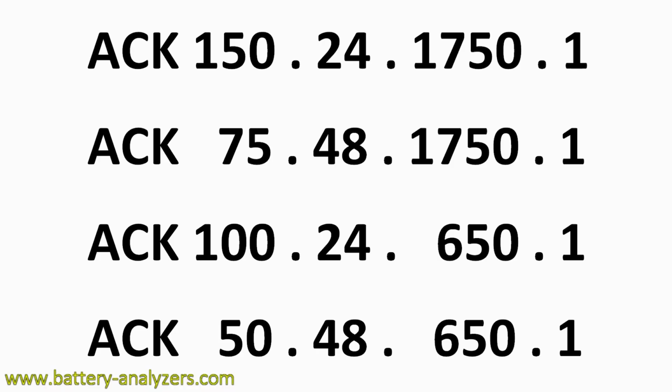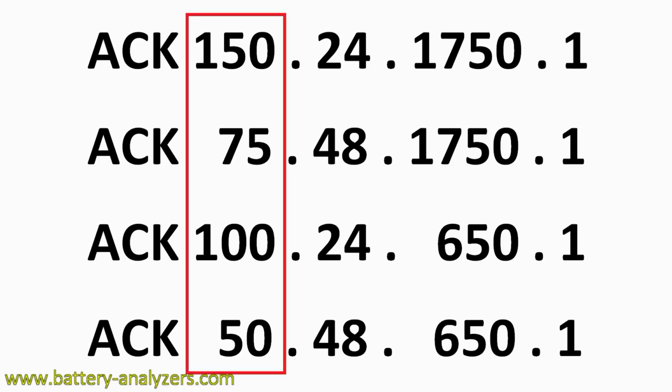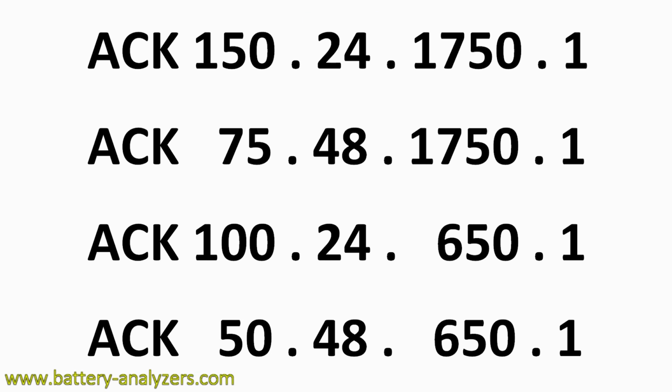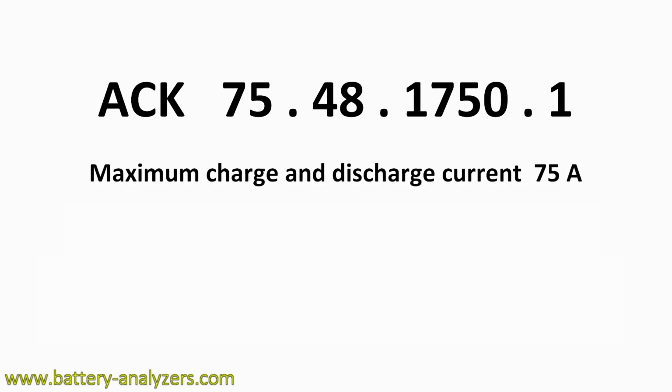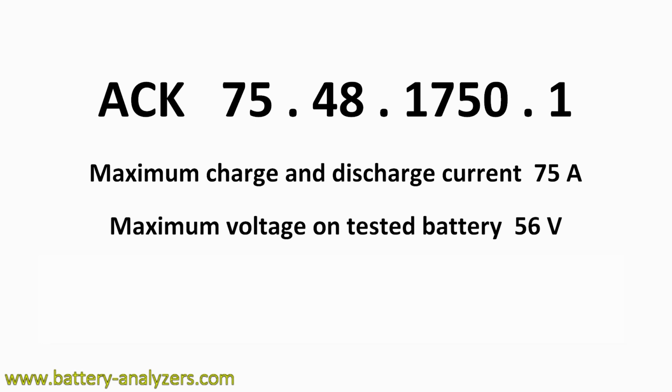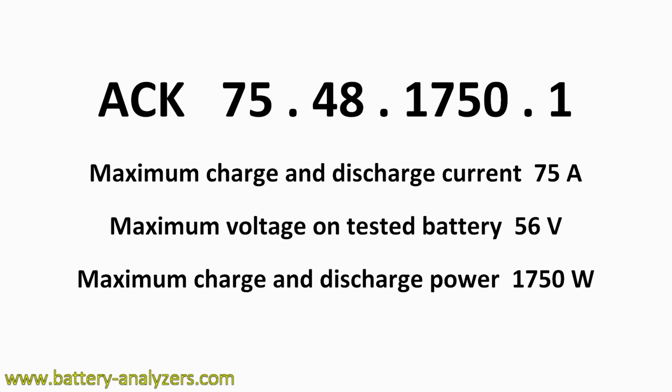Each type of device has three main parameters: the maximum charge and discharge current, the maximum voltage on the tested battery, and the maximum charge and discharge power that the device can provide. For example, the ACK100.24.650.1 analyzer allows you to charge and discharge the tested batteries with a maximum current of 75 amps. The maximum voltage on the tested batteries can be 56 volts, and the maximum power that the device can give when charging or receive when the tested battery is discharged is 1750 watts.